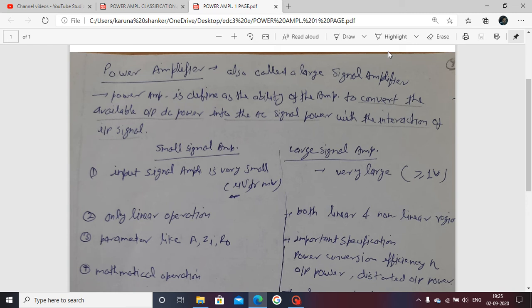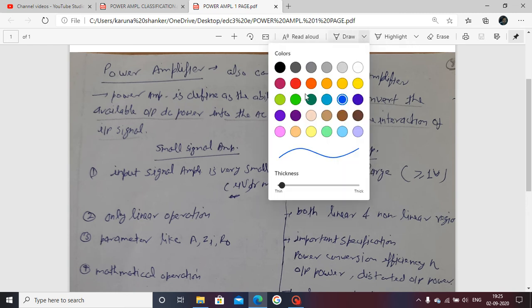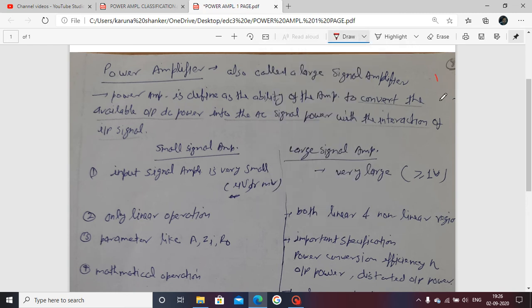Power amplifier. We have already seen the difference between a voltage amplifier and a power amplifier. In the voltage amplifier, we have seen the use of an RC coupled amplifier, and in the power amplifier, we use a transformer coupled amplifier.